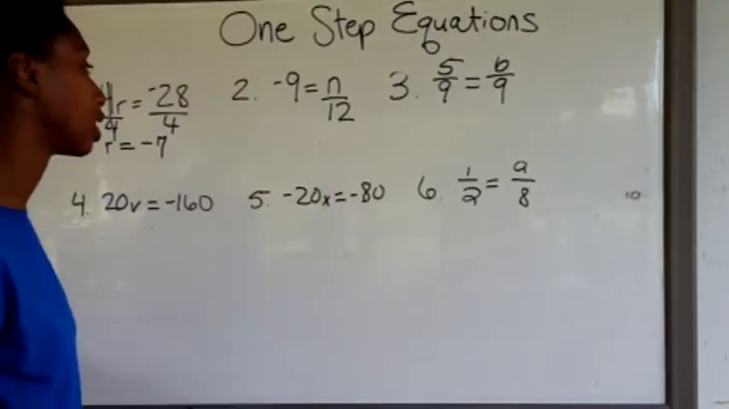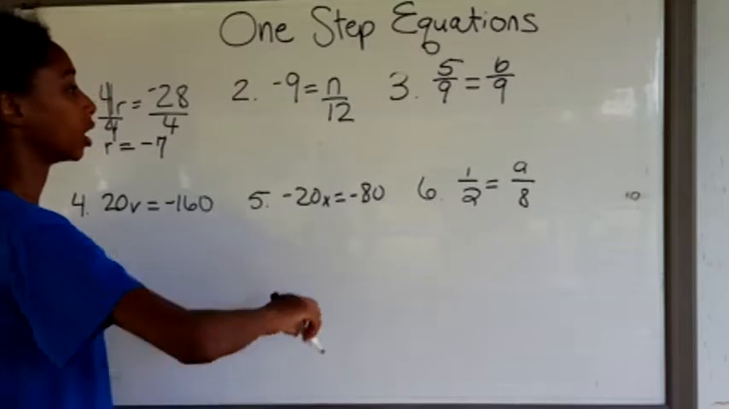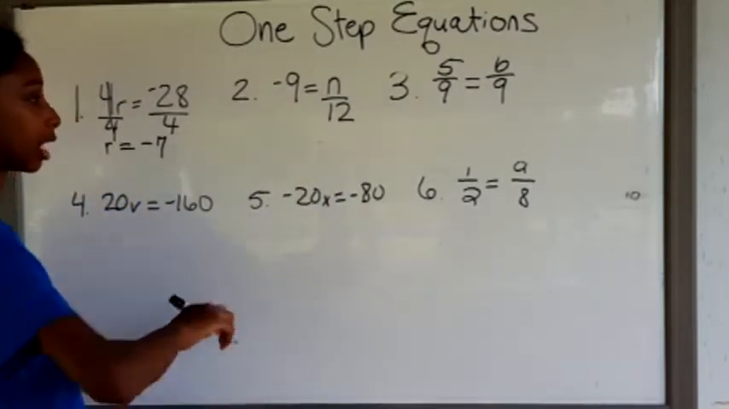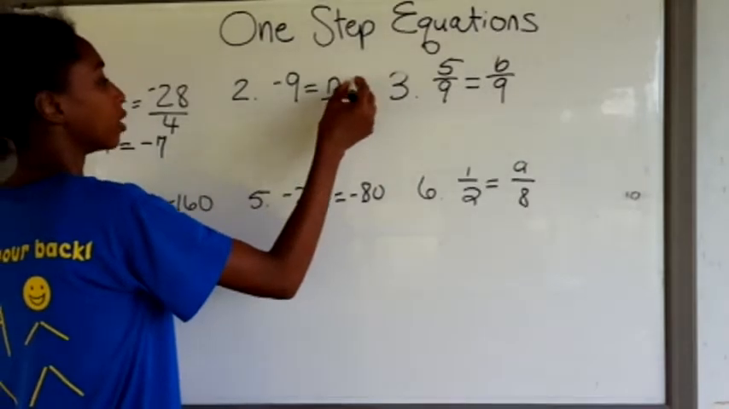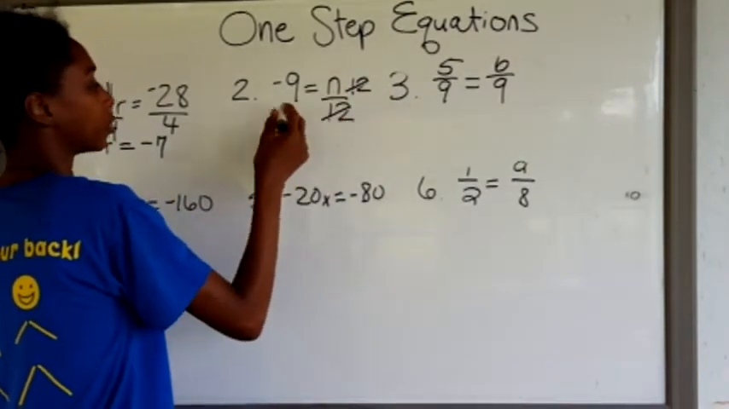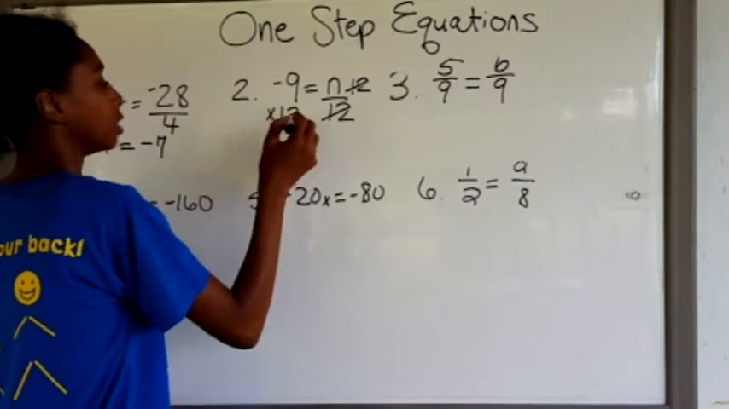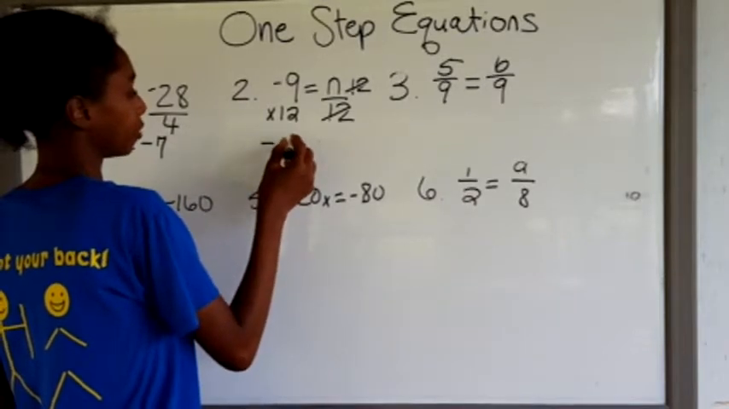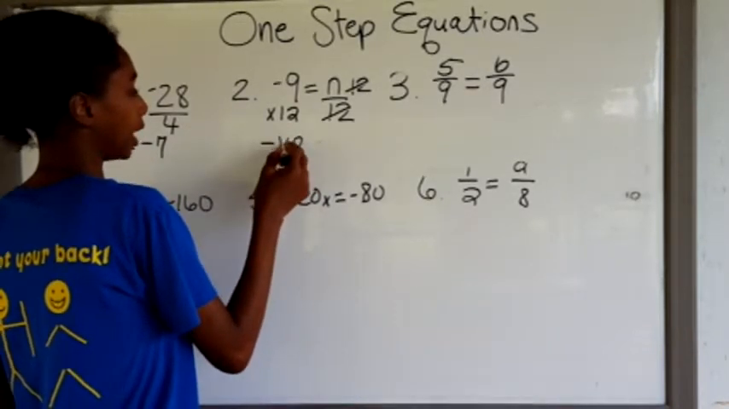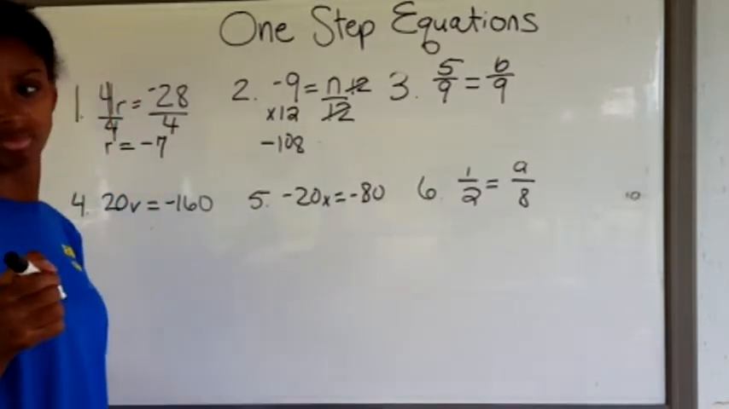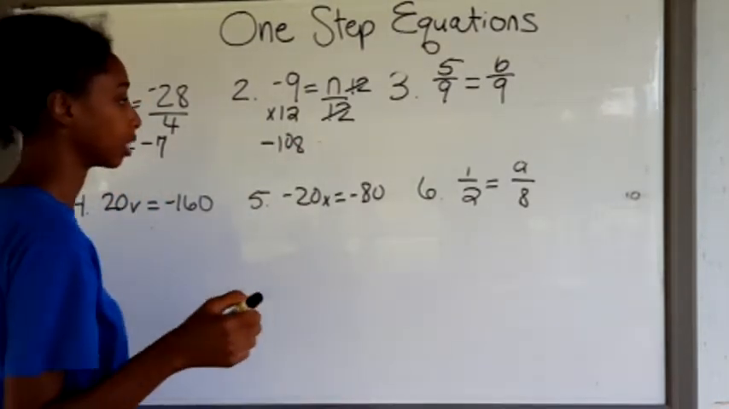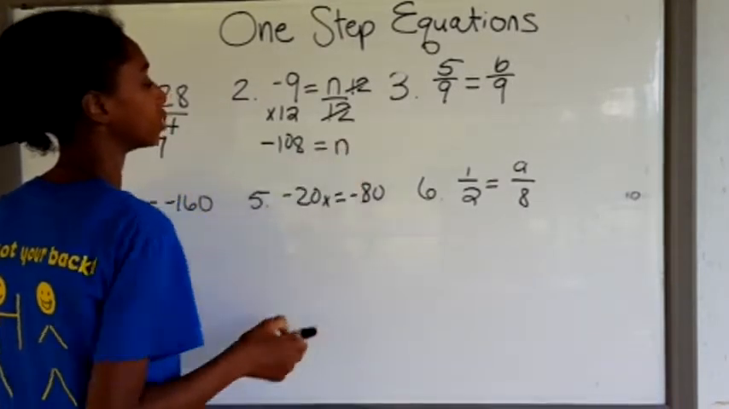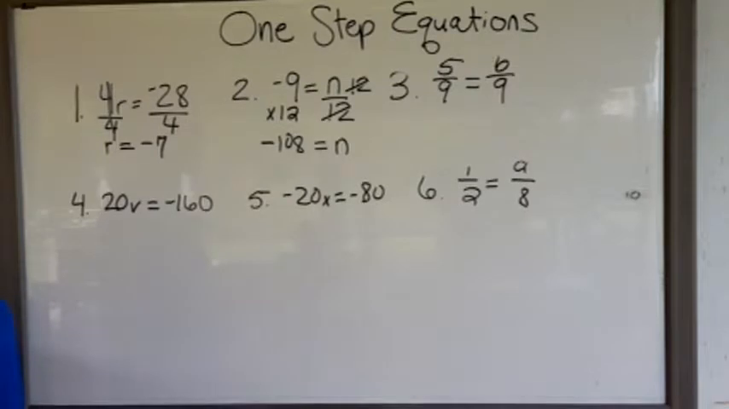Alright, so negative 9 equals n over 12. And we're dividing, so to get our variable by itself, we're going to multiply by 12. And these cancel out. And then we multiply by 12 on this side. And 12 times negative 9 is going to be negative 108. So we do that. Okay, yeah. Negative 108 divided by positive 12 would be negative 9.